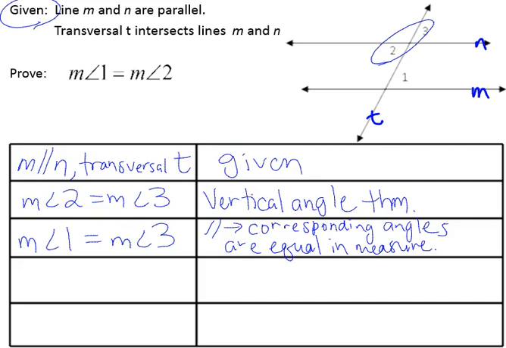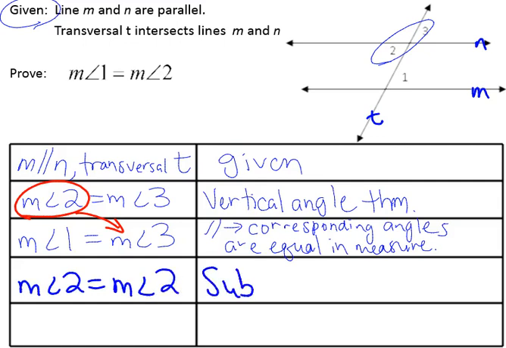So now we know that 2 is equal to 3 and 1 is equal to 3. So if they're both equal to 3, what do we know? They're all equal. So what are we doing here if we take that measure of angle 2 and put it in there? Substitution. So the measure of angle 1 is equal to the measure of angle 2. What steps are we using in our substitution? 2 and 3.